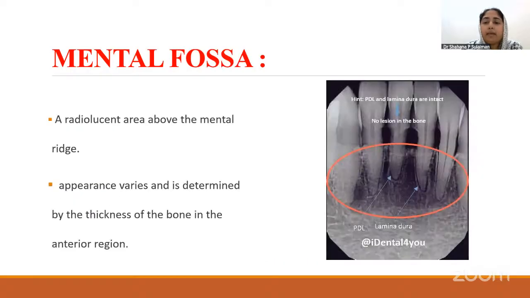Now we have the mental fossa in the same region. This is mainly because there is a dip just above our chin, so there is less thick bone there. The X-ray will easily pass through it, giving a radiolucent shadow when compared to the other area. So it is seen as a diffuse radiolucency in between the roots of mandibular anterior teeth.